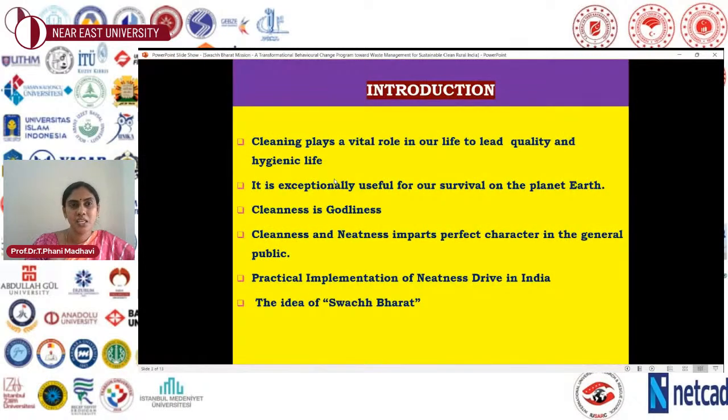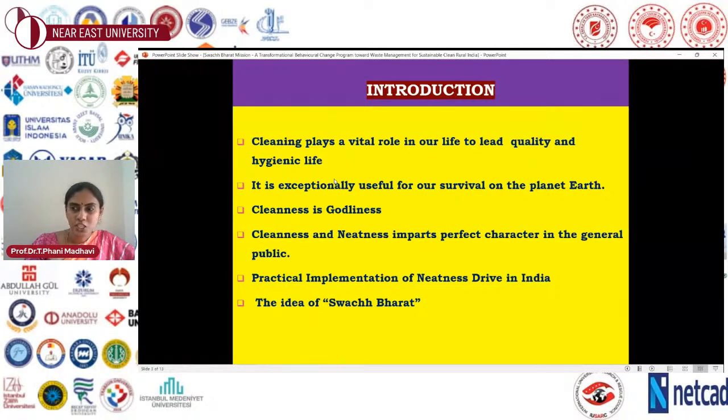So let us talk about cleaning. What is its importance? Cleaning and neatness, these two things play a vital role in our life to lead a quality and hygienic life. Suppose there is no hygienic life, what will happen? We cannot live a healthy life. We may be affected by several vector-borne diseases or water-borne diseases due to lack of cleaning and neatness.